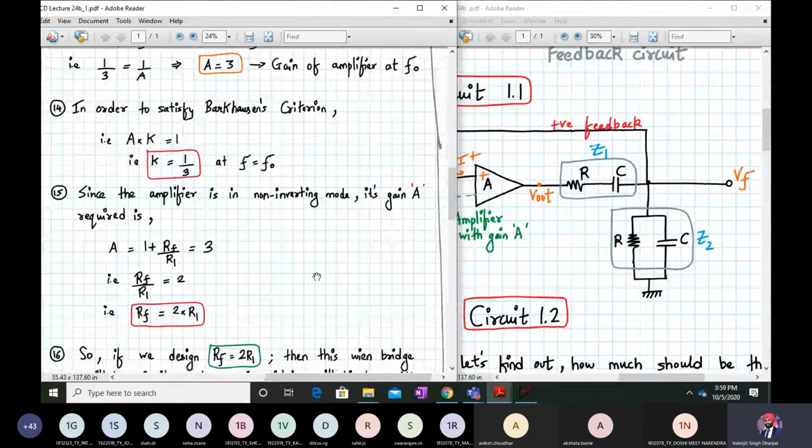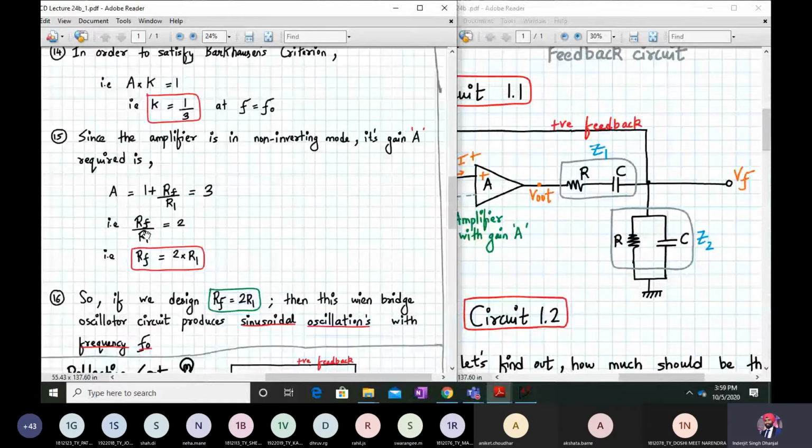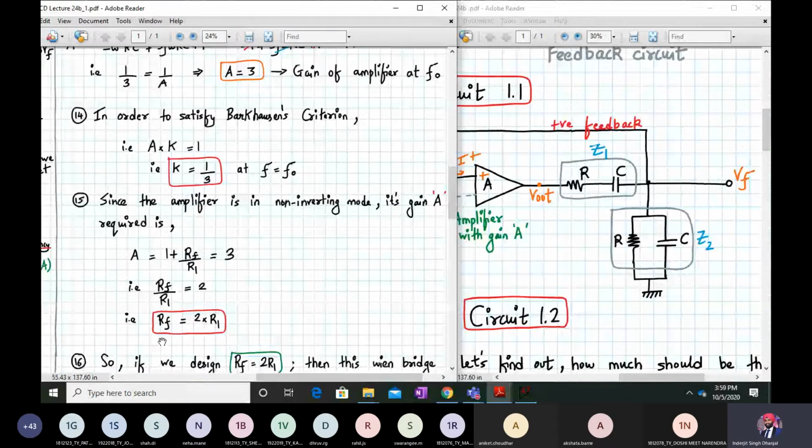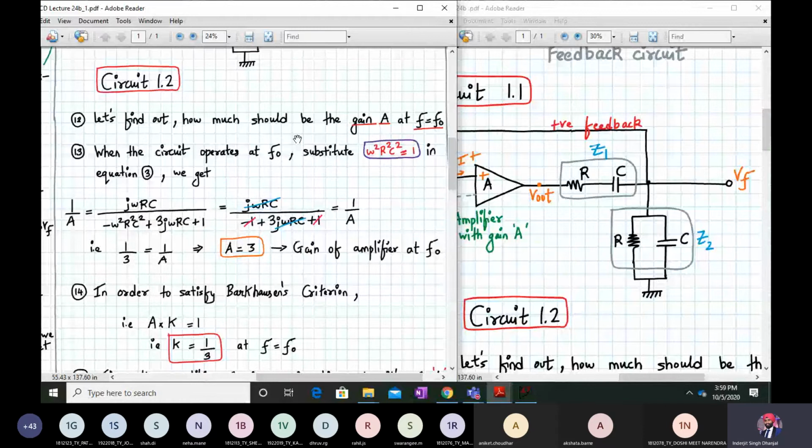Since the amplifier is in the non-inverting mode, and since the gain has to be 3, my rf upon r1 should be 2, and rf should be twice r1. Actually, that's why we have substituted this, and that's exactly what we have done in the design. So if we design with rf equal to twice r1, then this Wien-Bridge oscillator circuit will produce sinusoidal oscillations with a frequency of f0. Any doubts? Did you understand why a was 3 and why we took rf as twice of r1? Everyone? Yes. Okay, very good.